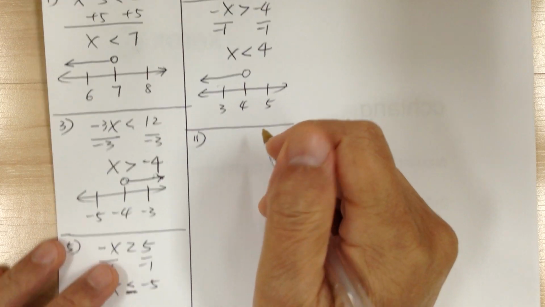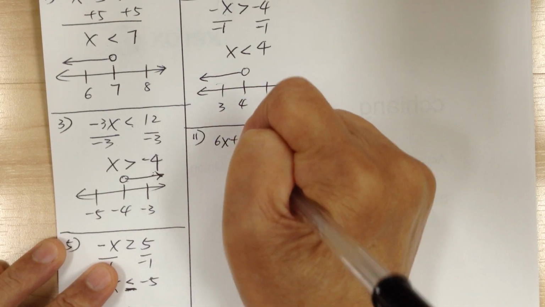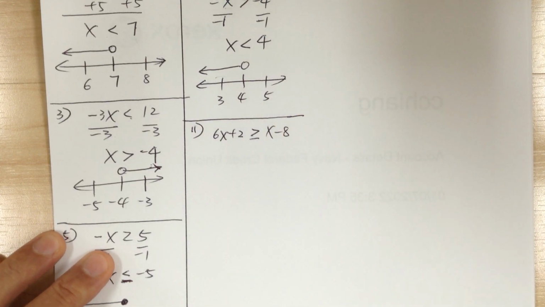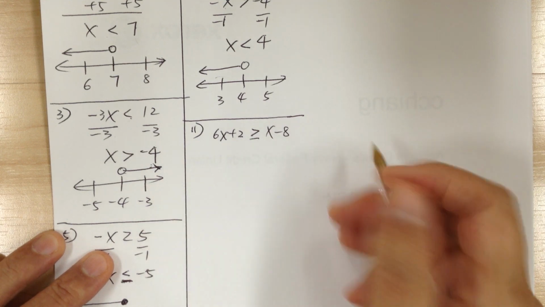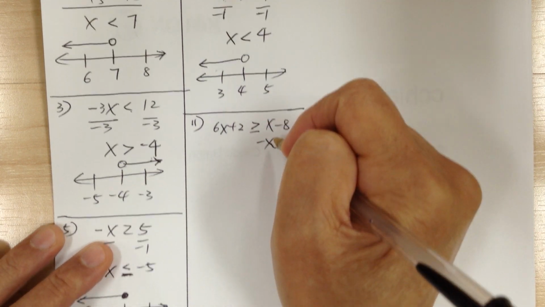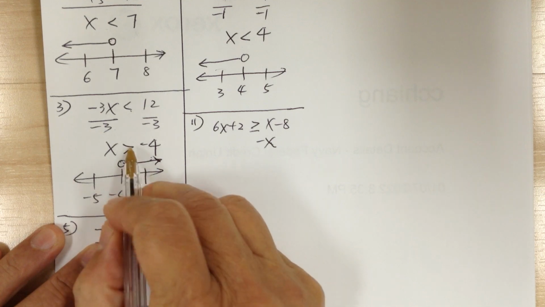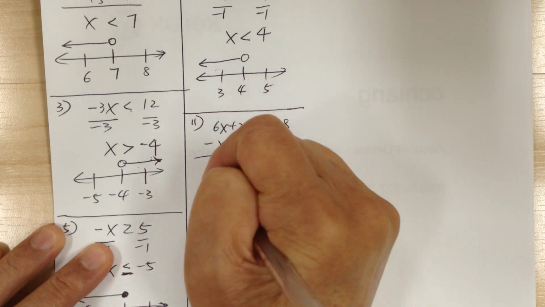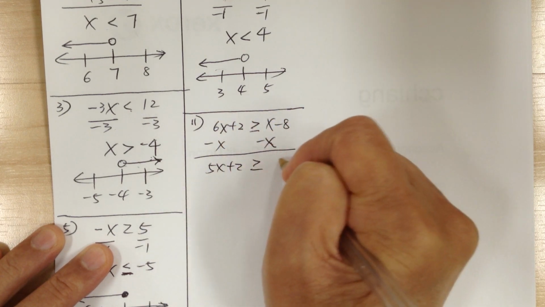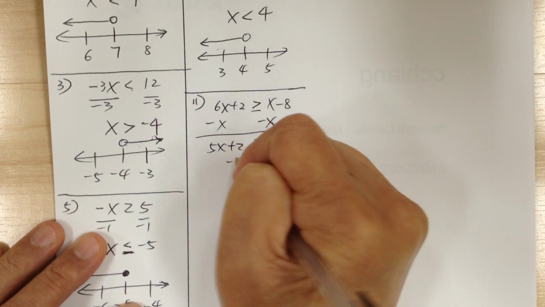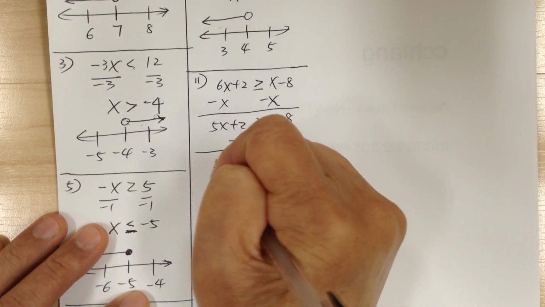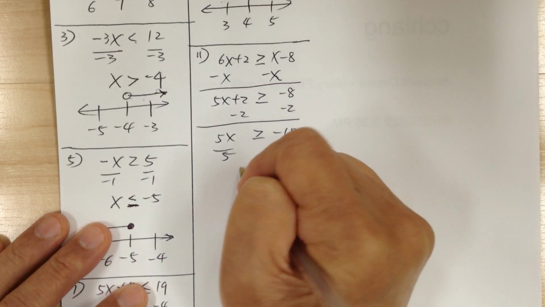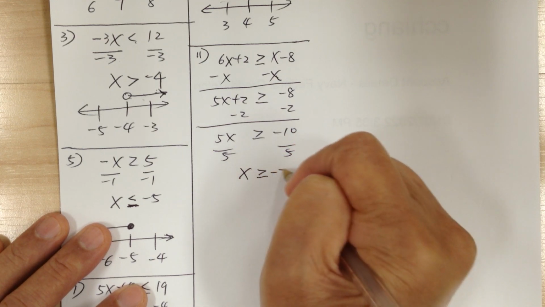Okay, number 11. You have 6x plus 2 is greater than or equal to x minus 8. Now for inequalities, I would recommend you always put the variable on the left-hand side. That way, when you're doing the graphing, the arrow will always match with your graph. So minus x on both sides. So you got 5x plus 2 is greater than or equal to negative 8. Minus 2 on both sides. So you got 5x is greater than or equal to negative 10. Divide by 5 on both sides. So you got x is greater than or equal to negative 2.